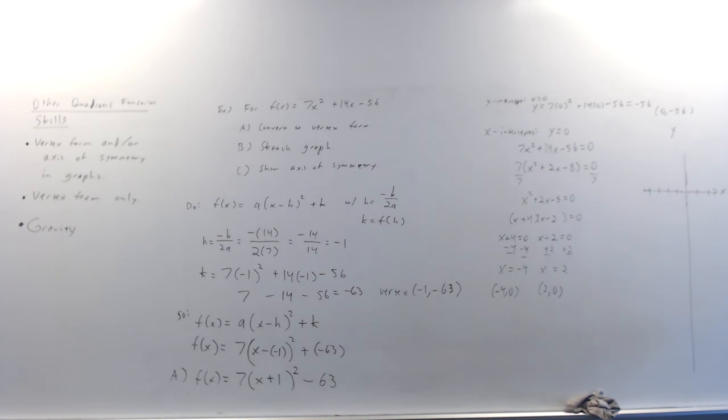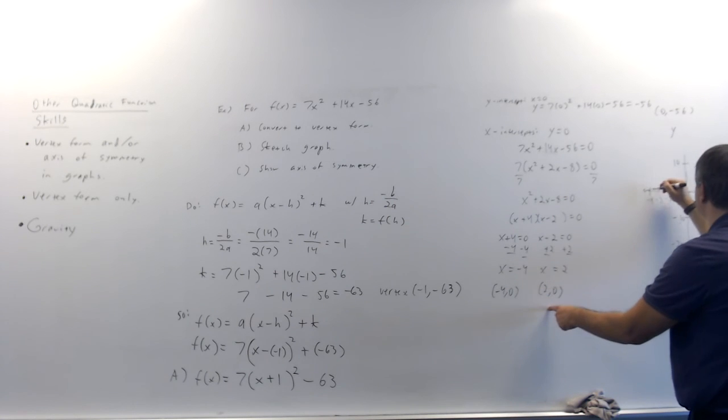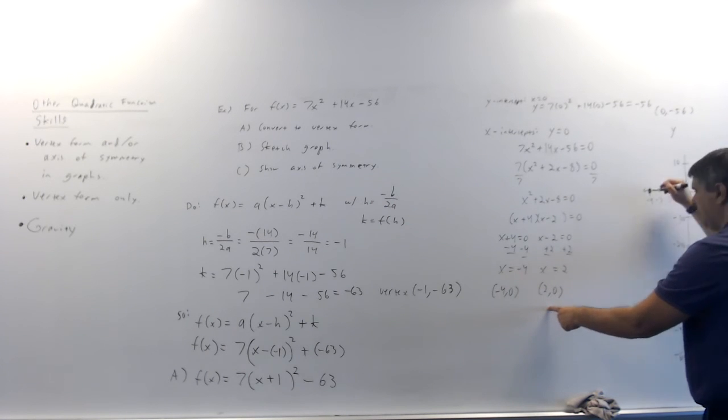Wish this classroom, this room I'm borrowing, had a ruler, but it doesn't. Okay, so how about this? 10, 20, 30, 40, 50, 60, 70. Okay. Then 10, negative 10, negative 20, negative 40, negative 60. Okay, 1, 2, negative 1, negative 2, negative 3, negative 4. Okay, so these are our x-intercepts: negative 4, 0 and 2, 0.